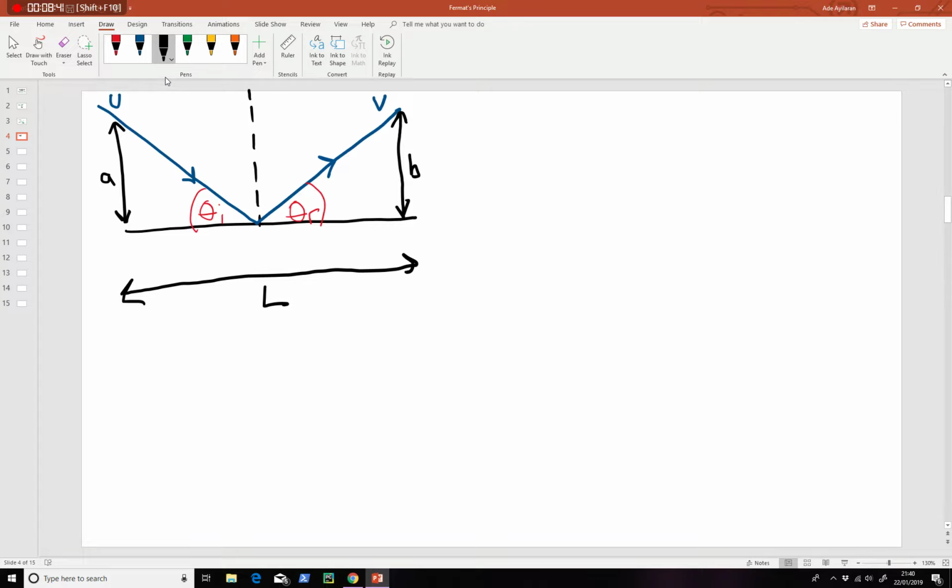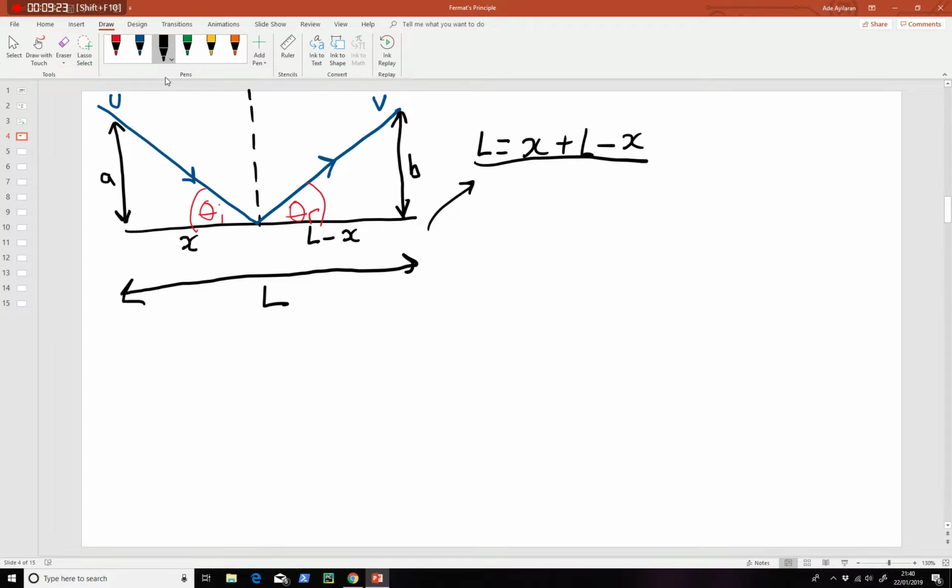But in order to allow me to solve this problem, I need to separate the initial horizontal trajectory from the final horizontal trajectory. And I'm going to label this side X, just arbitrary. And I'm going to label this side L minus X. And mathematically, it should be such that the total length L equals X plus L minus X. Very, very straightforward.